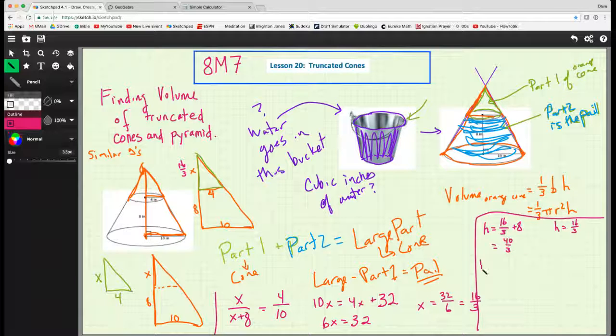So the volume is equal to 1/3 pi times 10 squared times the height, which is 40 over 3. If you multiply all that out, you get 9 on the bottom, and on top 100 times 40 is 4,000 pi over 9. So that's the volume of the large cone. The volume of the small cone is equal to 1/3 pi r squared, 4 squared is 16, times h, which is 16 thirds. So that equals 16 times 16 is 256 pi over 9.